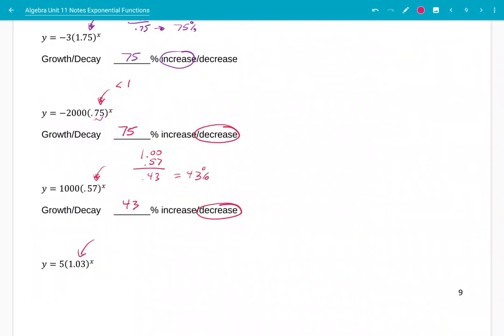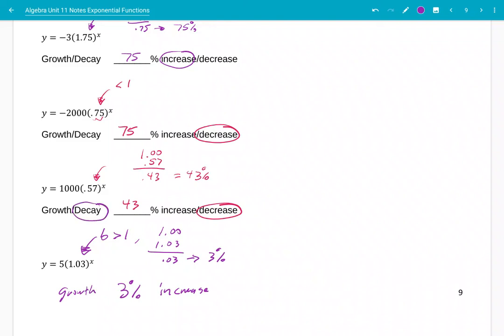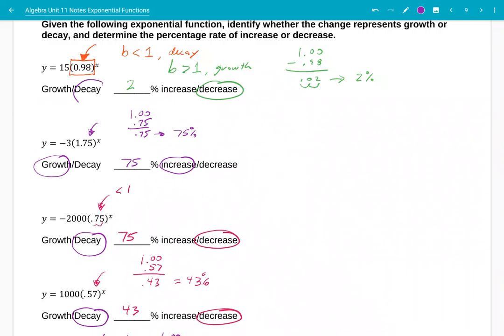And this last one, it's up there on the next page. This last one, well, the B value is greater than 1. So 1.03. The difference is 0.03. So that's 3%. And that's a 3% growth, or increase is what they had. A 3% increase. And that's growth. This last one is decay. Decay. Growth. Forgot to circle those. And that's decay.